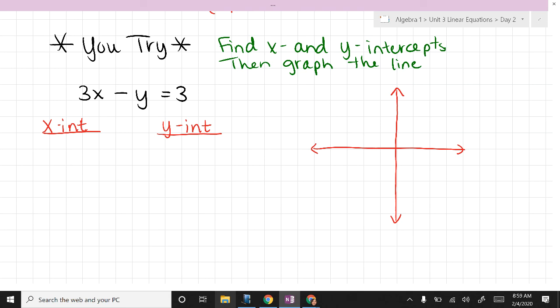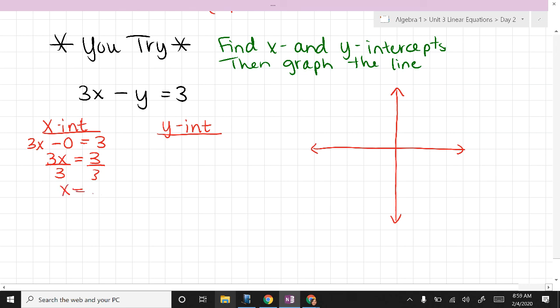Okay, y'all help me out. How do we get an x-intercept? 0 in for y. So that's 3x minus 0 equals 3. Well, that just leaves me 3x equals 3, right? And I divide by 3, and x equals 1. What's the ordered pair for the x-intercept then? 1, 0.